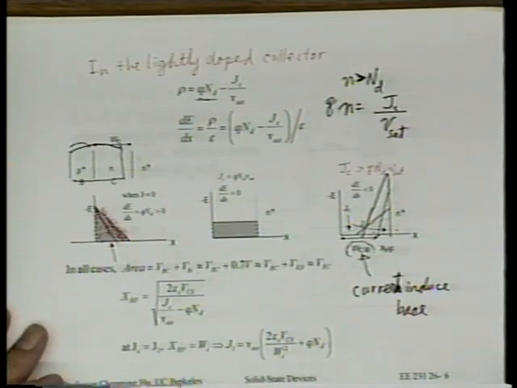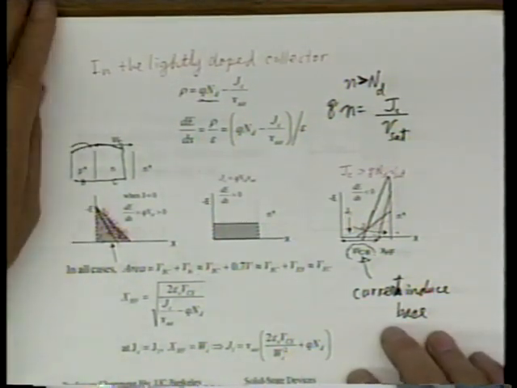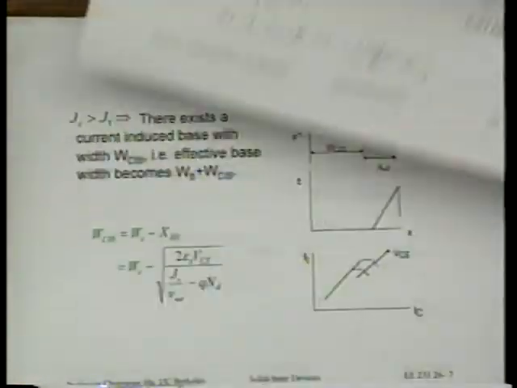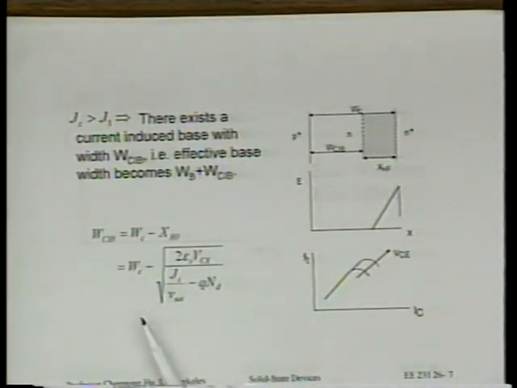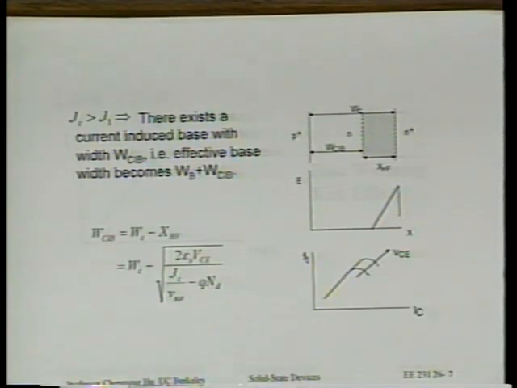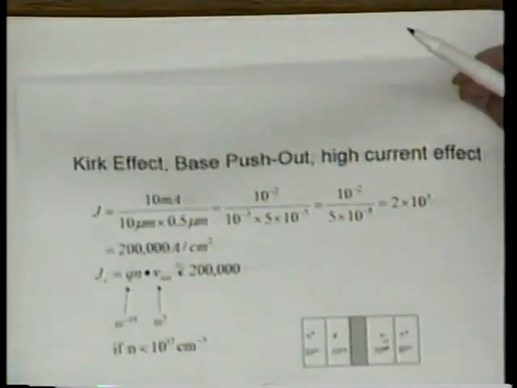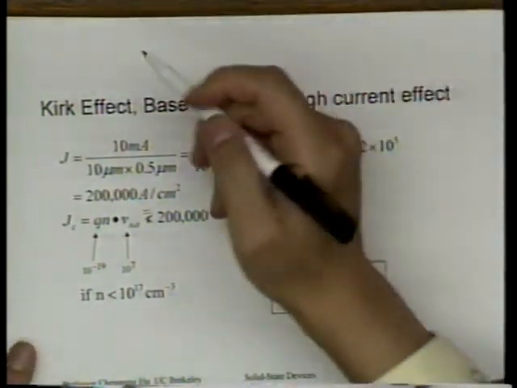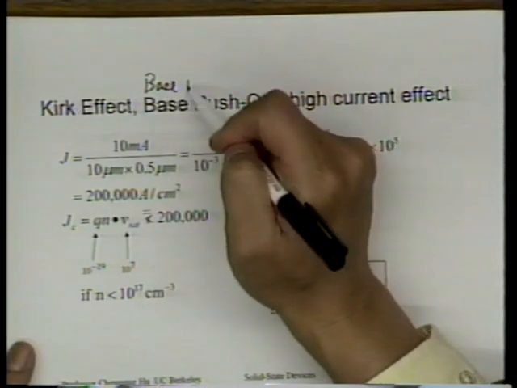So we'll not go through step by step. The point is that by doing it, you will be able to get an equation for WCIB as function of JC. So we'll not go through derivation. You should be able to do that on your own. So the fact is that as we increase JC, WCIB increases, base gets wider, and therefore FT drops. This whole thing is called the Kirk effect. It's also called the base push-out. It's also called the base widening.